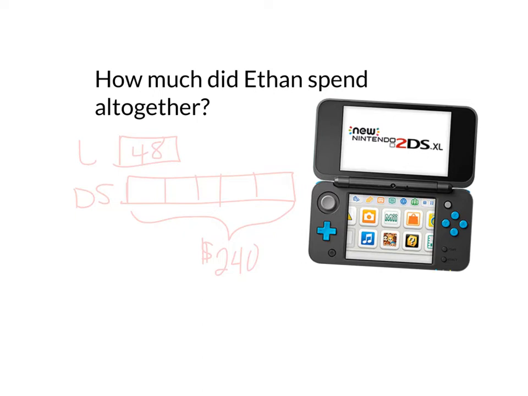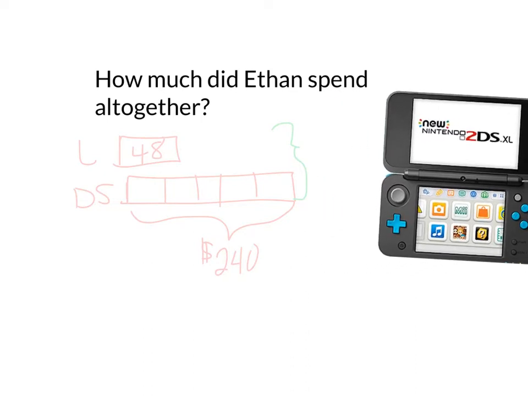Okay. What operation do I have to use for that? Addition, because I'm wanting to find how much the Legos and the 3DS cost, right? So I need to find that number right there, and I'm going to do it by adding. What's my addition problem? 240 plus 48. Do you see an easy way we could get that one done?